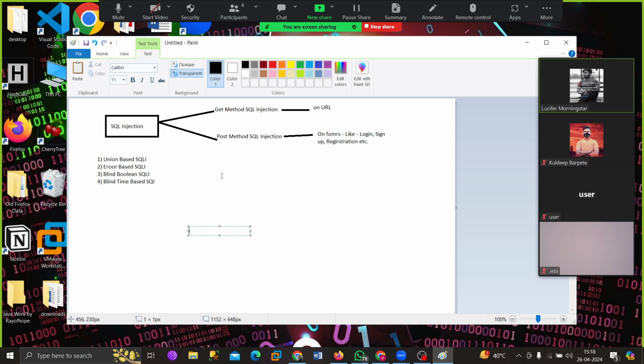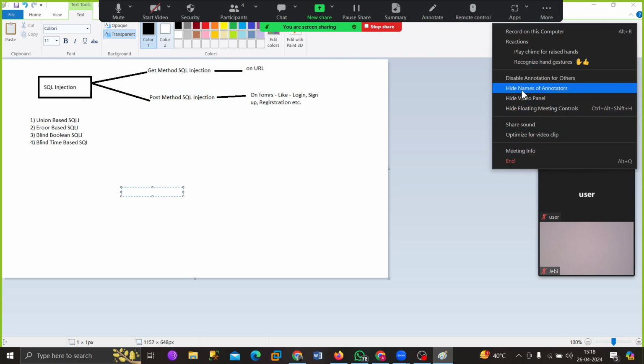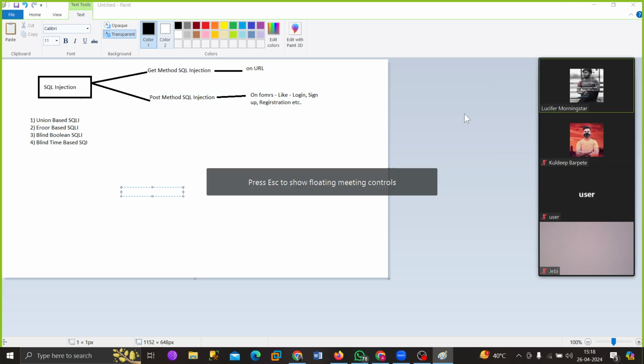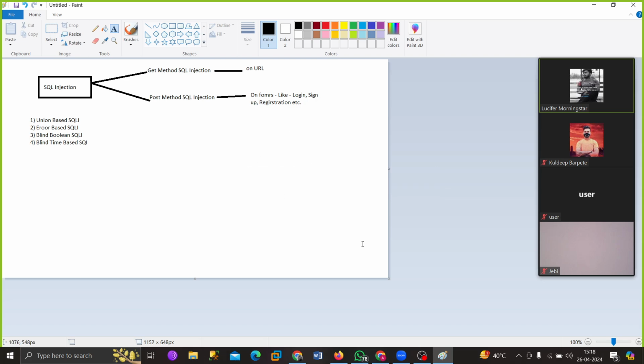Now the basic fundamental, guys, is something you will never forget in your entire life. If you forget, this is just a very basic thing that you should remember all the time when you're going to perform SQLi, SQL injection, right?